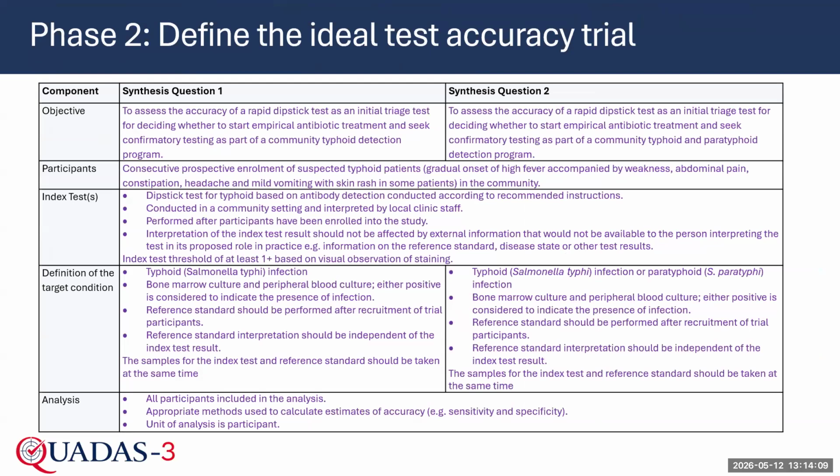So for one, we're looking at the accuracy of dipstick tests as an initial triage test for deciding whether to start treatment and seek confirmatory testing as part of a community typhoid detection programme. Whereas for synthesis question 2, we're also looking at paratyphoid in addition to typhoid. So then we think about what the participants would look like. So it's consecutive enrolment of suspected typhoid patients, and we're defining what we mean by suspected typhoid patients there. And it's in a community setting, which is important for this specific synthesis question.